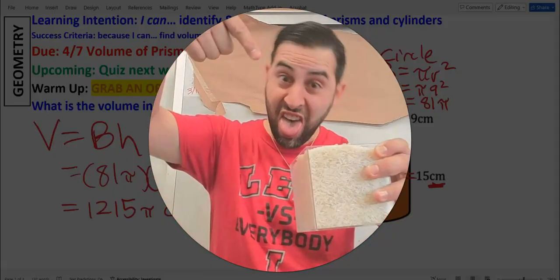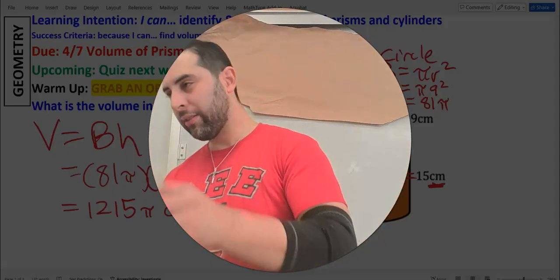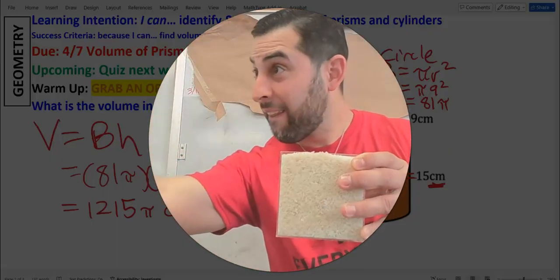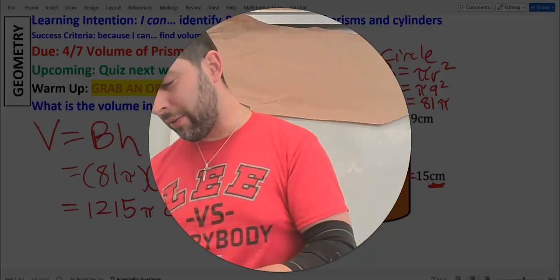Hopefully this is the screenshot. Okay, so how many did it take? How many pyramids fit in a prism? It was 3.